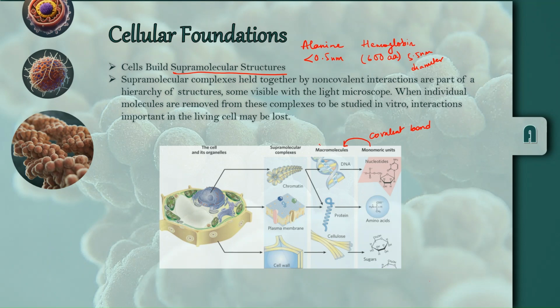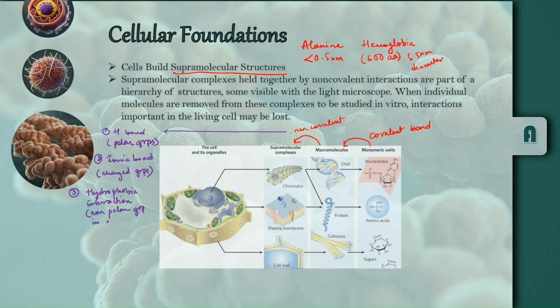However, macromolecules are held together by non-covalent interactions, which are much weaker than covalent bonds. Among these non-covalent interactions are hydrogen bonds between polar groups, ionic interactions between charged groups, hydrophobic interactions among nonpolar groups in aqueous solution, and van der Waals interactions. The large number of weak interactions between macromolecules in supramolecular complexes stabilize these assemblies, producing their unique structures.